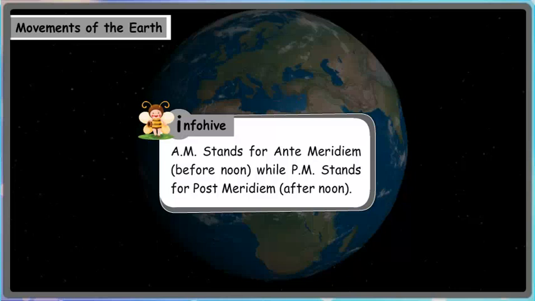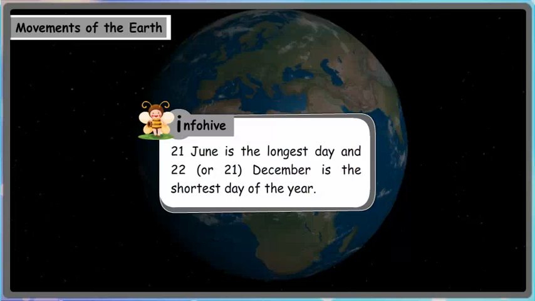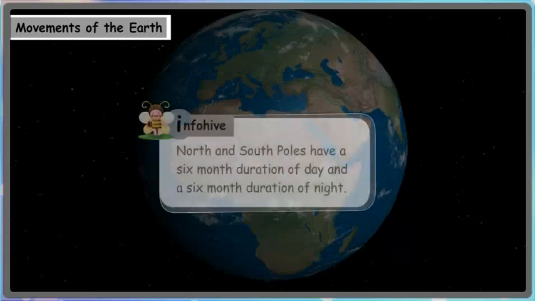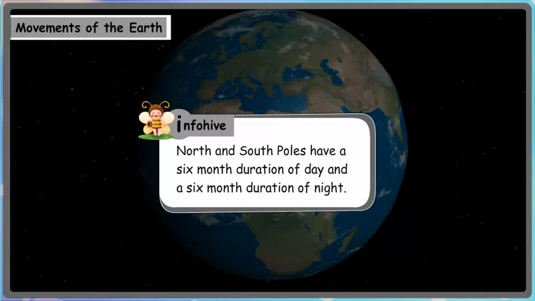Info Hive. AM stands for ante meridiem, that is before noon, while PM stands for post meridiem, that is afternoon. Info Hive. 21st June is the longest day and 22nd or 21st December is the shortest day of the year. Info Hive. North and South poles have a 6 months duration of day and a 6-month duration of night.